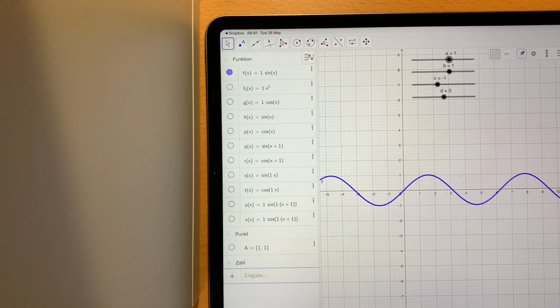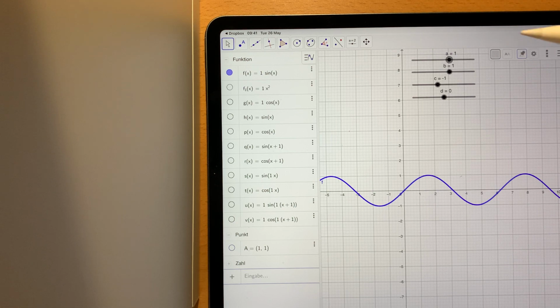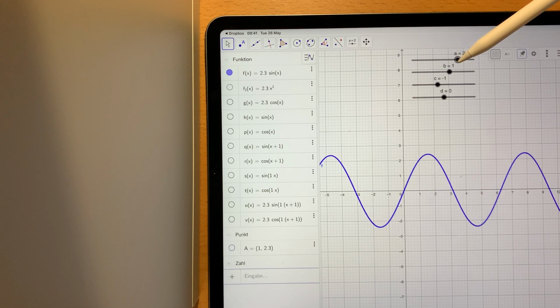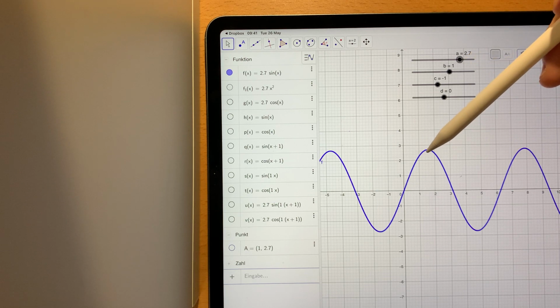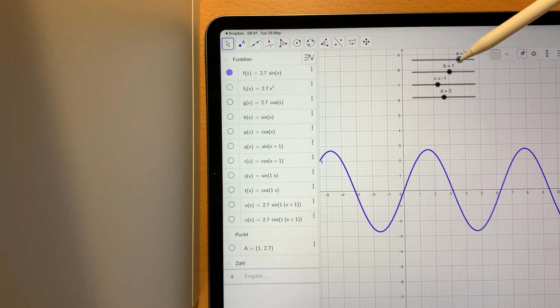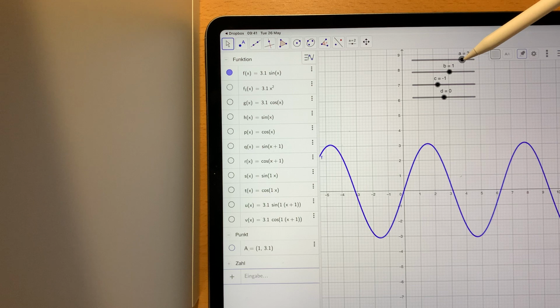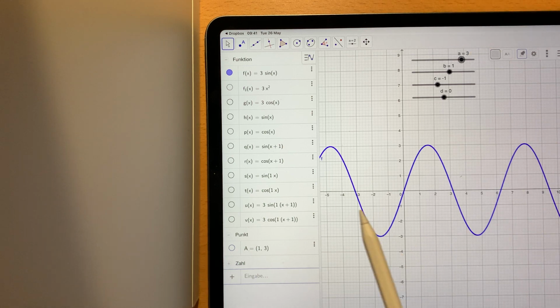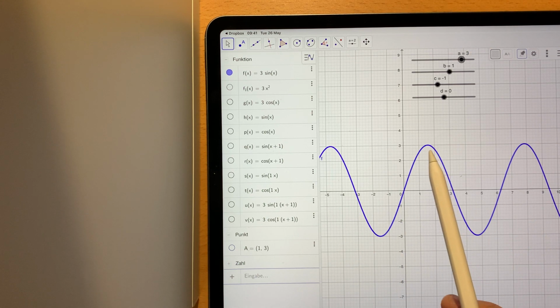Let's switch off A. Now look what happens. If I move A, it will be stretched apart. This one goes up, the max goes up. As I move it to, let's say, 3, the middle line is at 0, but your highest point will be at 3 and your lowest point at -3. This is called the amplitude.